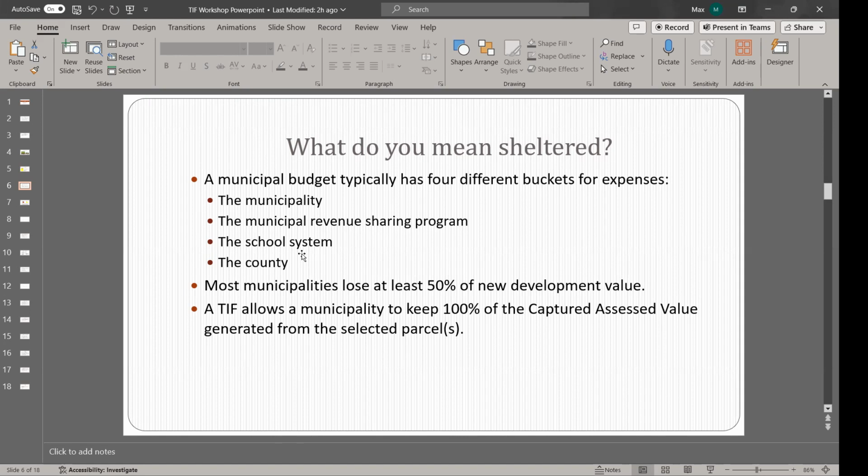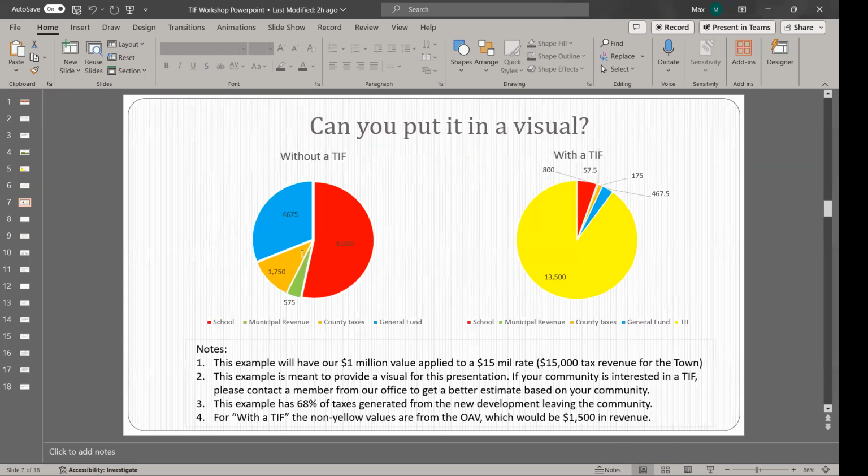When we're talking about new developments, most municipalities will lose at least 50% of the new development value in taxes to the revenue sharing, school system, and the county taxes. But if you have a TIF district, then you get to keep 100% of that new value that's going to be created from those parcels. It's all in the state municipality, and it doesn't impact revenue sharing, school system, and the county. I'll get to that in just a moment.